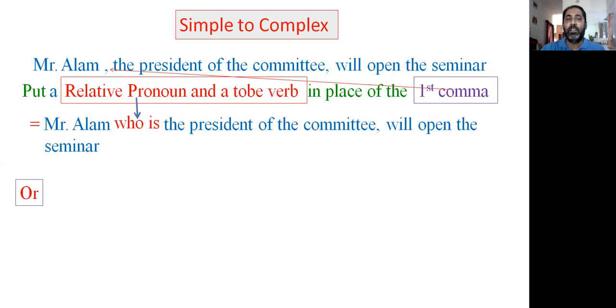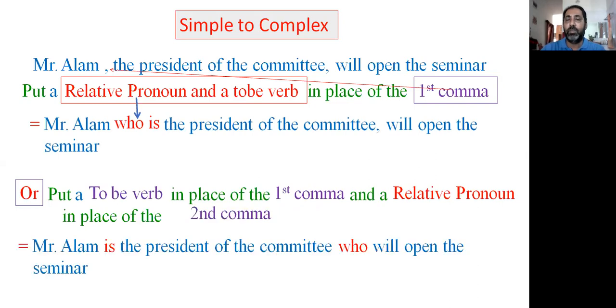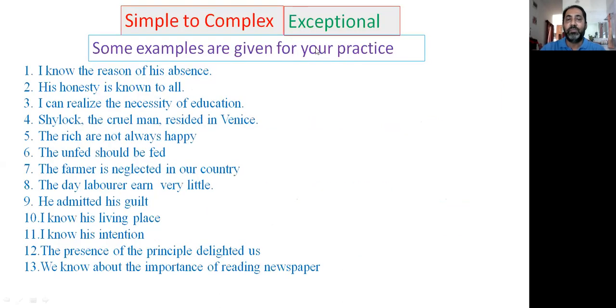You can see another form. Put a to be verb in place of the first comma, and a relative pronoun in place of the second comma. Like: Mr. Alam is the president of the committee who will open the seminar. The to be verb is, and the relative pronoun is who. Dear participants, here are some examples for your practice.